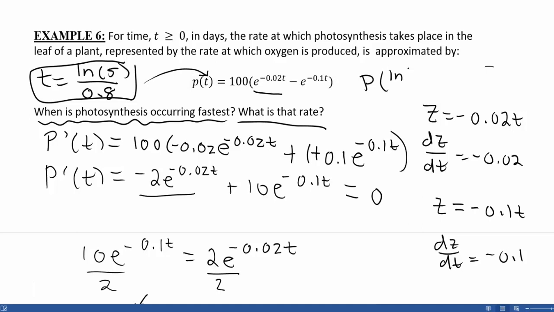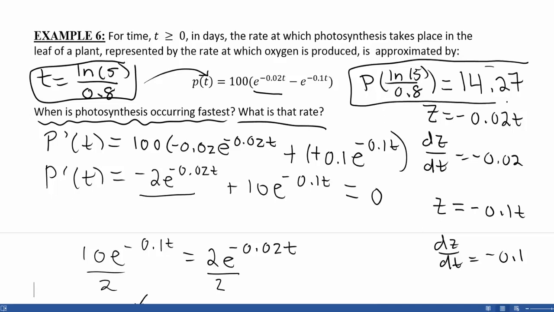So if I do p of the natural log of 5 divided by 0.8, and I crunch that number, that's going to give me 14.27. So that is the global maximum. That is the largest rate that can be achieved from this function. So here again, I was able to find the global maximum, and I can do that using what I've learned from this section.